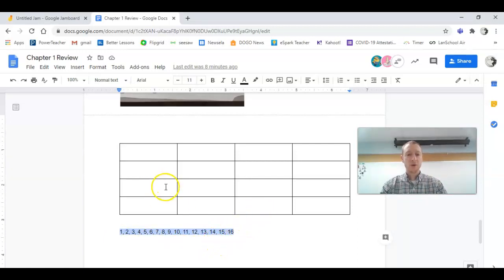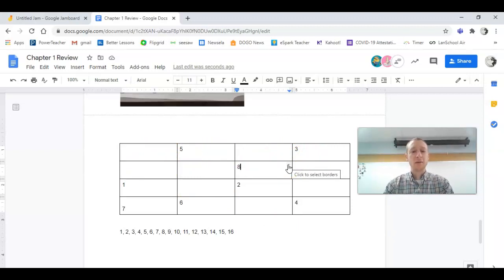So let's see, I'm going to put let's say 1, 2, 3. You can do this in any order you want. I'm just going to go up to 16, but I'm going to put them in random boxes. 4, 5, 6, 7, 8, like so.